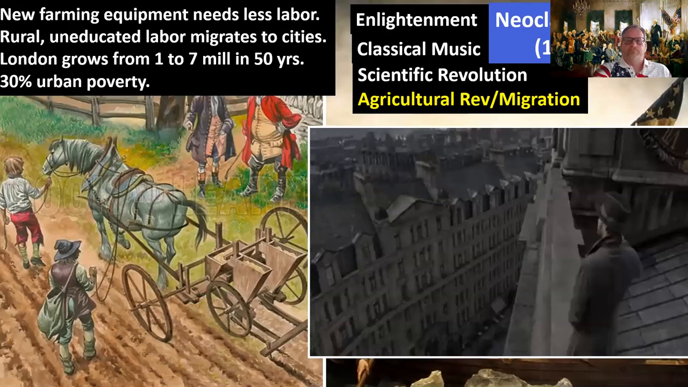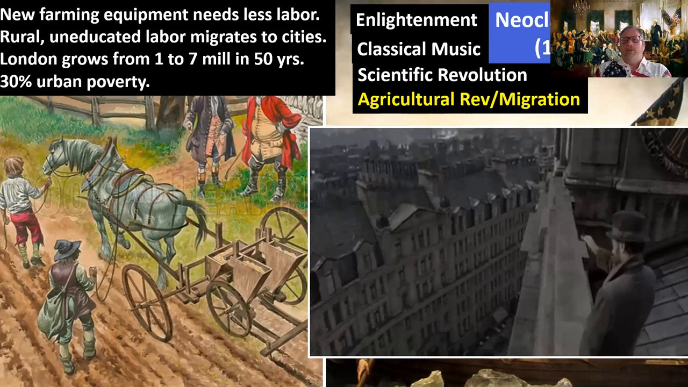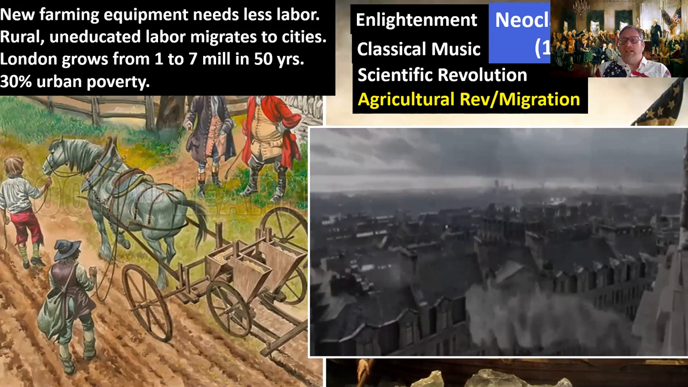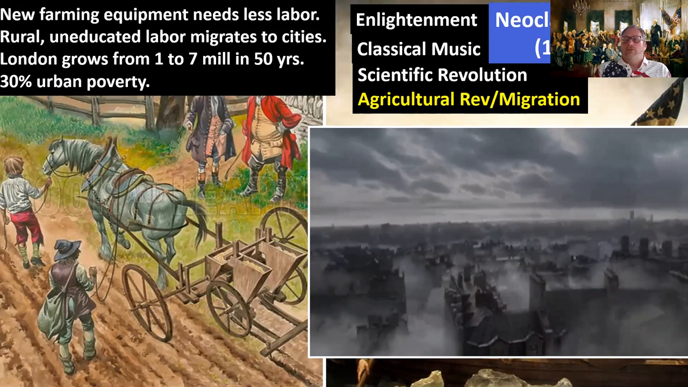All right. And for us, the agricultural revolution is going to be the other thing that shows up. We are going to have new farming equipment that's developed, and because of that, we no longer need as much rural uneducated labor. Now, there's no free public schools, so that really is uneducated labor. They're going to migrate to cities, and luckily with the Industrial Revolution, we're going to start absorbing some of them into the new factory work, which is really going to make the world go. So this industrialized nation is showing up.